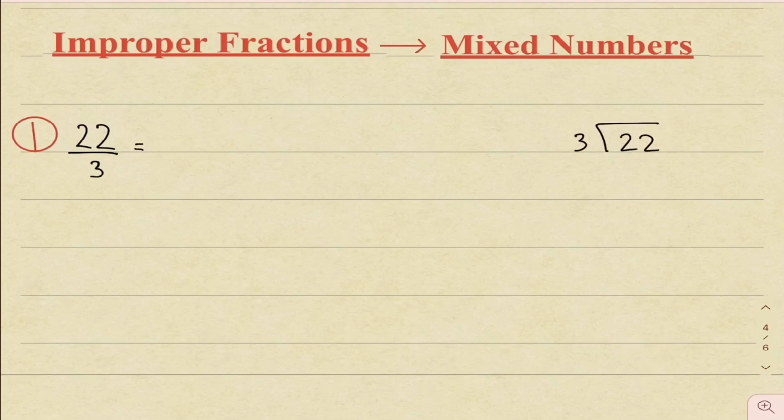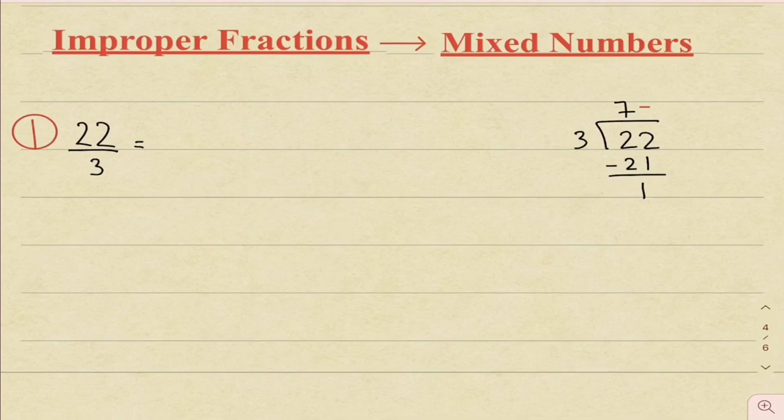Now how many times does 3 go into 22? 7 times. 3 times 7 is 21, so we have 22 minus 21. 22 minus 21 is just 1. Now you're going to have to stop right here. You don't have to continue. So this 7 over here is the quotient. The 3 is called the divisor. And the 1 over here is called the remainder.